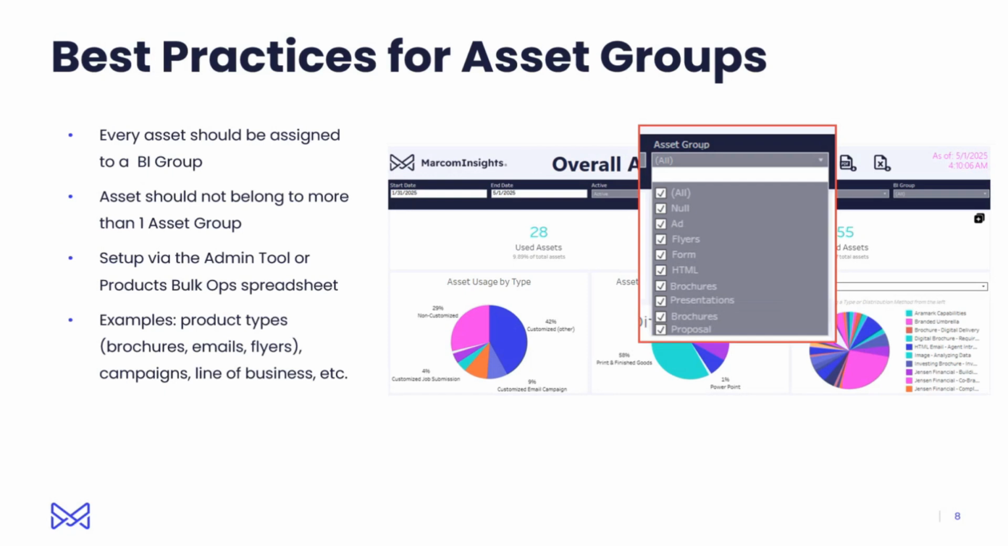So like BI groups, asset groups let you organize your products into meaningful segments. Every asset should be assigned to an asset group. Assets should not belong to more than one asset group. They are set up via the admin tool or product bulk ops. Some examples could be by product type, so brochures, emails, flyers, campaigns, line of business. You want to make sure that you discuss internally what makes the most sense so that the data is presented to you in a meaningful way.